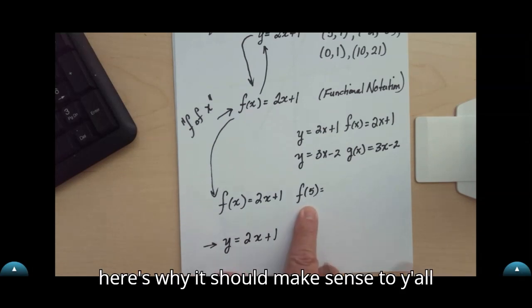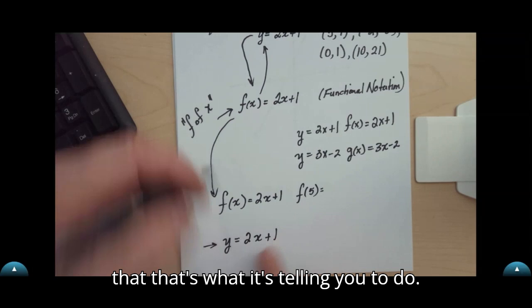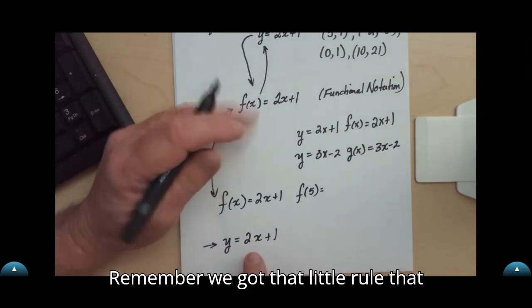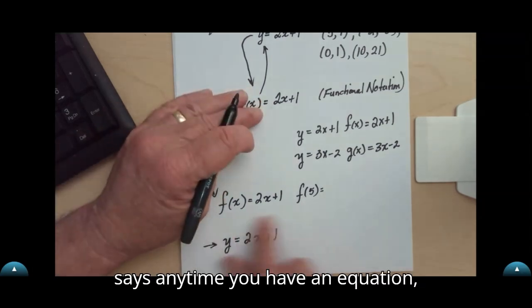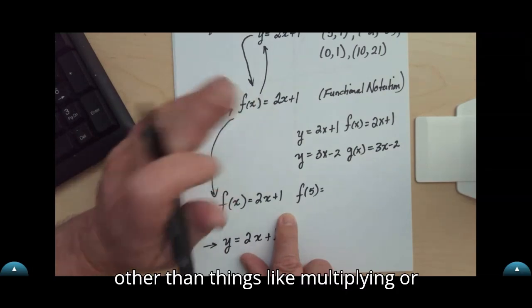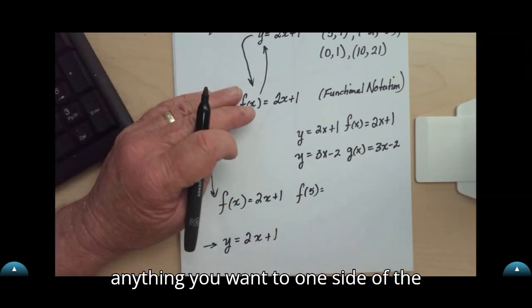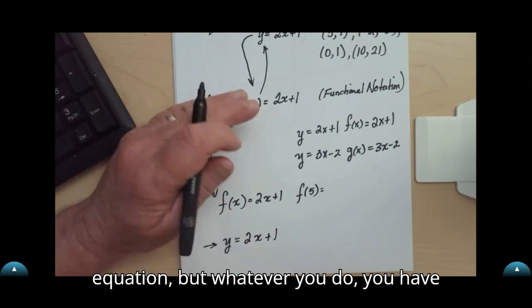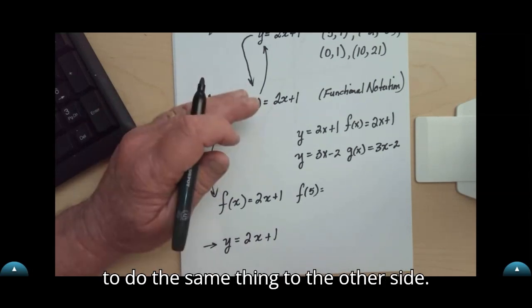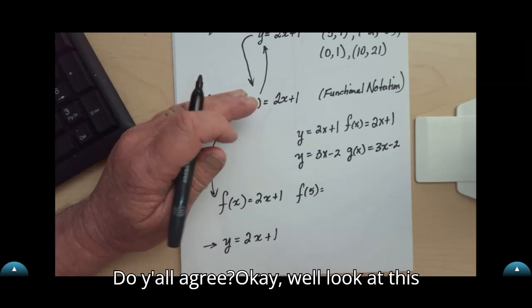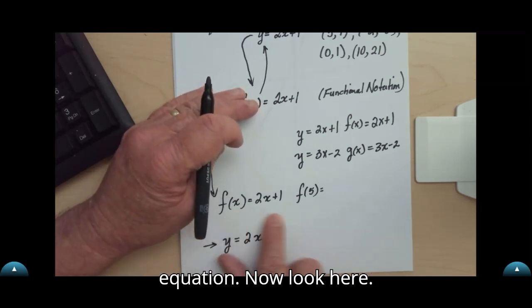And here's why it should make sense to y'all that that's what it's telling you to do. Remember, we got that little rule that says anytime you have an equation, other than things like multiplying or dividing both sides by 0, you can do anything you want to one side of the equation, but whatever you do, you have to do the same thing to the other side. Do y'all agree? Okay, well, look at this equation.